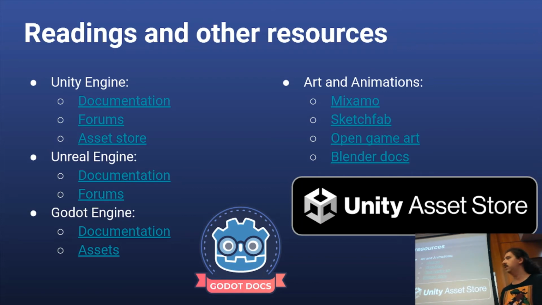For art and animation, Mixamo is a great place for character animations. It can automatically rig and give you a ton of animations for a 3D character, which is super useful when you're trying to make a game really quick. Open Game Art is a website with 2D and 3D art that's completely free to use however you want. It's a good place to go.